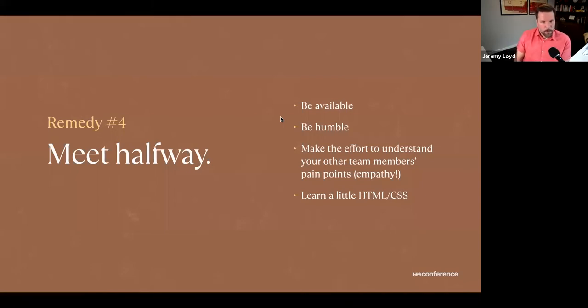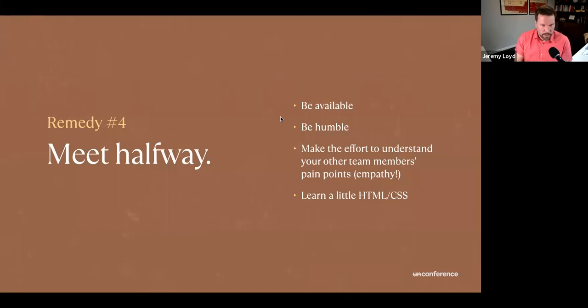All right, number 4, meet halfway. So this is kind of about designers doing their part to meet halfway, and the hope is you're establishing a culture that everybody would kind of do this. So really starting with being available, making sure you have time to meet and give feedback on the project as it's being developed.